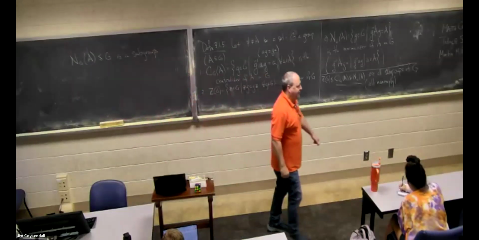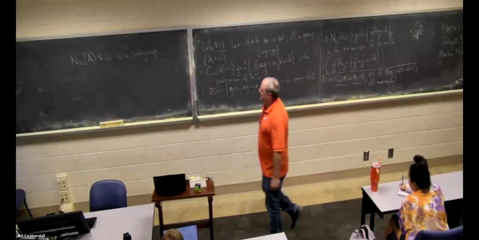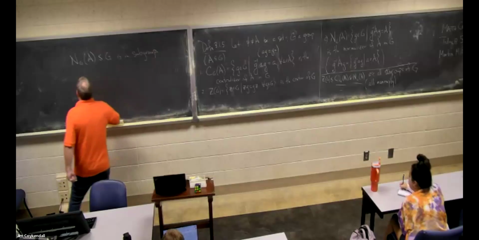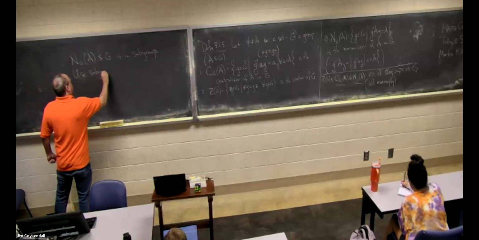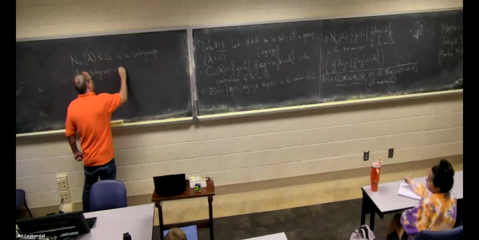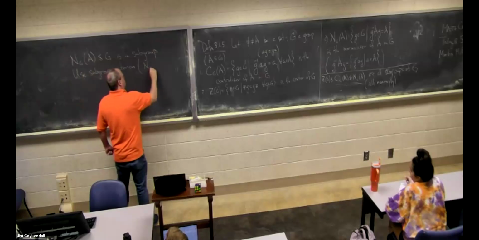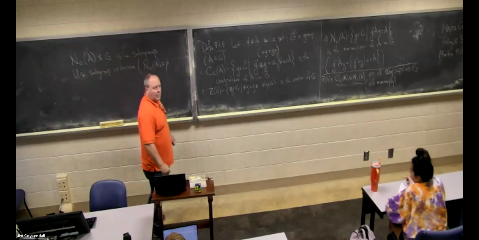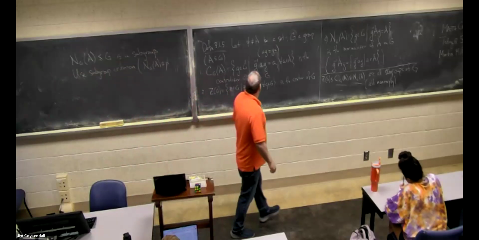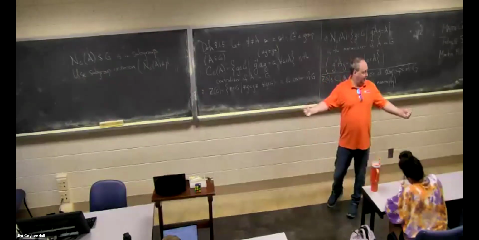I just want to show off my fancy new subgroup criteria. That's what I'm all about. So let me point out first, the normalizer in G of A is not empty, because it contains what?